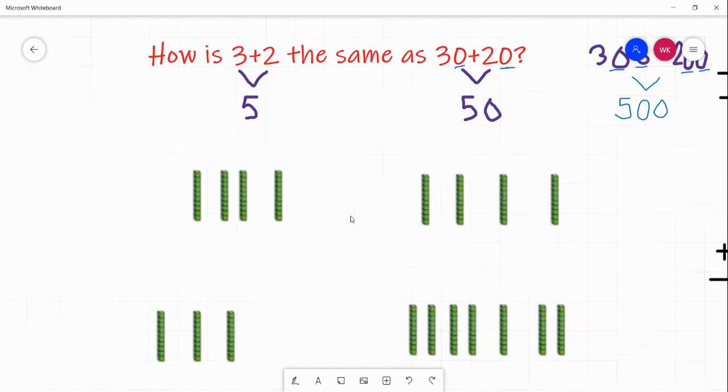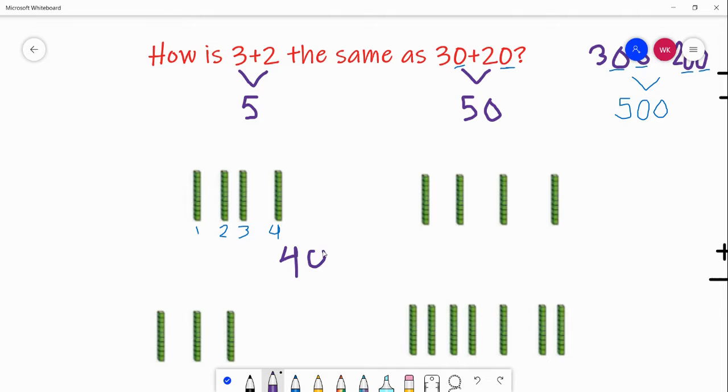I'm going to go over one problem, and then you guys are going to do yours on your own. So our first problem is we have 1 10, 2 10s, 3 10s, and 4 10s. So that means 4 10s is 40. Now how many do we have over here? We have 1 10, 2 10s, 3 10s, and 4 10s. So we also have 40. We have 4 10s, which is 40 over here.